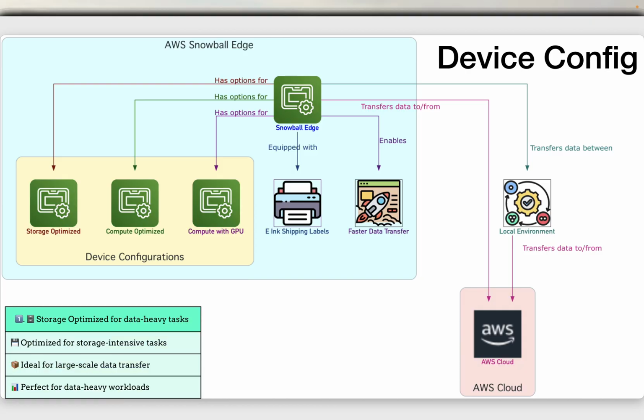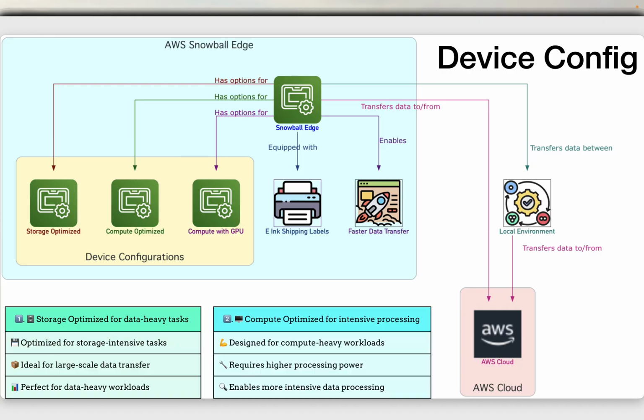So first, there are types of device configuration. So there are three types. So first is storage optimized for data heavy tasks. So one of the three available configurations for Snowball Edge devices, optimized for storage intensive tasks and large scale data transfer, thus making it ideal for data heavy workload. So if your primary need is just to transfer a very huge amount of data from your local premises to AWS Cloud, you go for storage optimized.